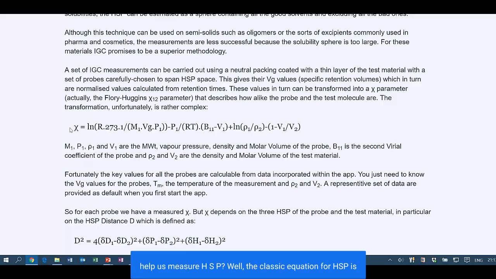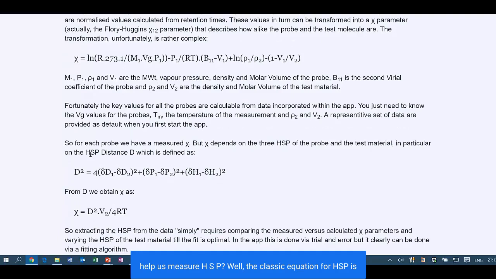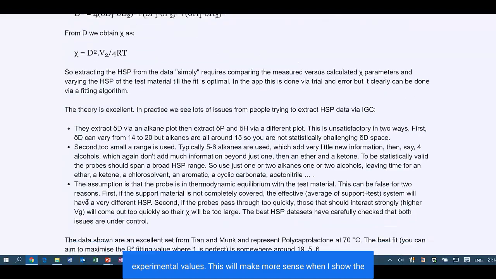Right, but how does that help us measure HSP? Well, the classic equation for HSP is that the distance in HSP terms is the sum of the squares of the differences between the δD, δP and δH values. And it happens that D squared is related to the chi value via this formula. So we know the chi's, we know the δD, δP and δH values of each of our probes. So what we do is find values of D1, P1 and H1 for the polymer so that the D squared values fit the chi values. In other words, we do a least squares fitting between calculated chi value from the estimated HSP value and the experimental values. This will make more sense when I show the app.